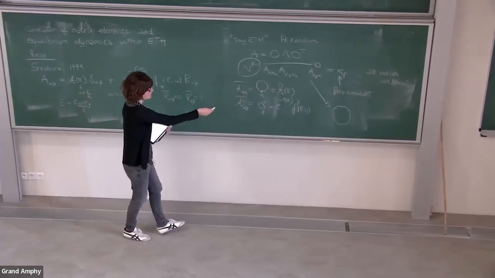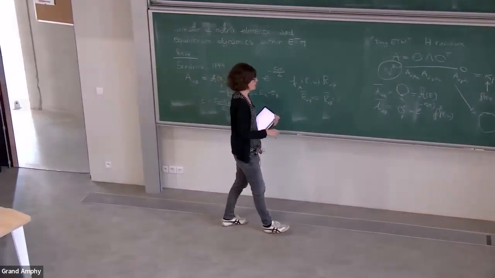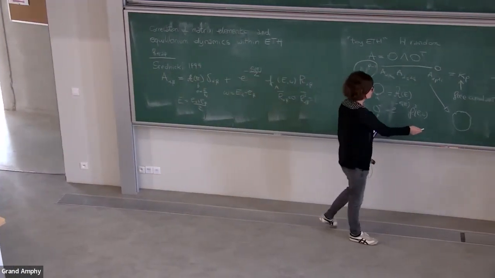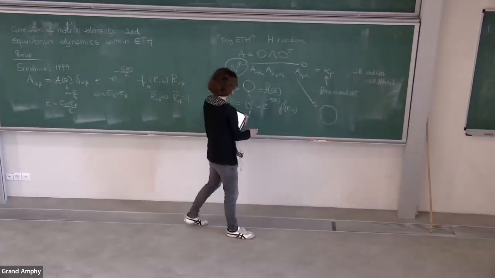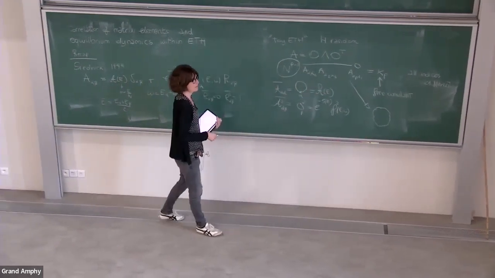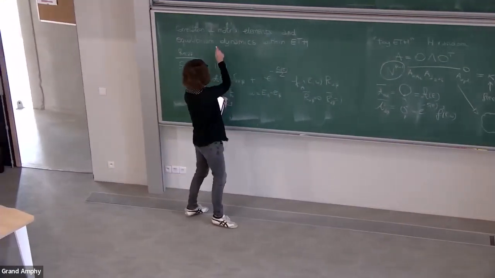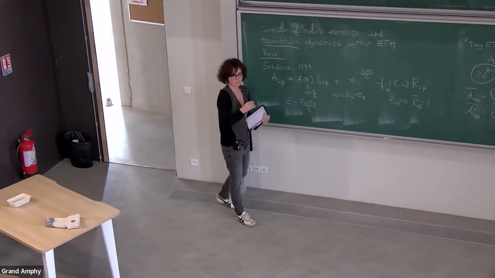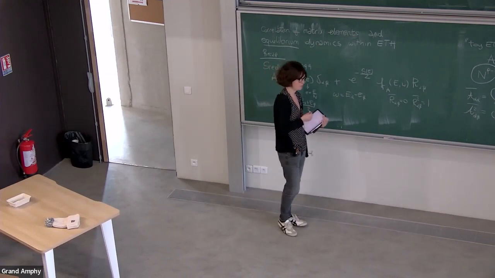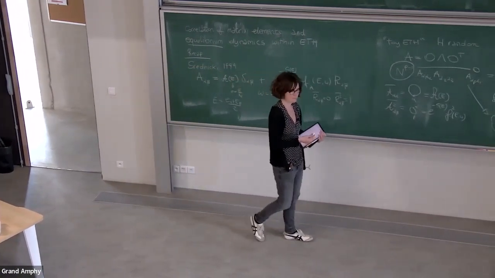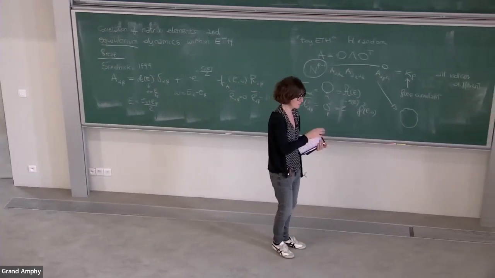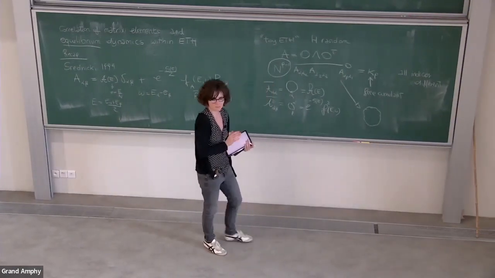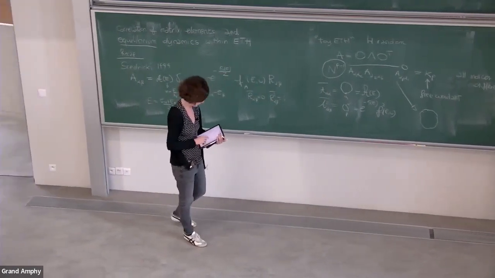And then you can maybe already imagine how I want to go from the toy model to ETH. This will be useful to talk about equilibrium dynamics. So it's a very different setup with respect to what ETH was born to explain, thermalization, so non-equilibrium dynamics. Here we just have an easier setup and we talk about equilibrium dynamics.